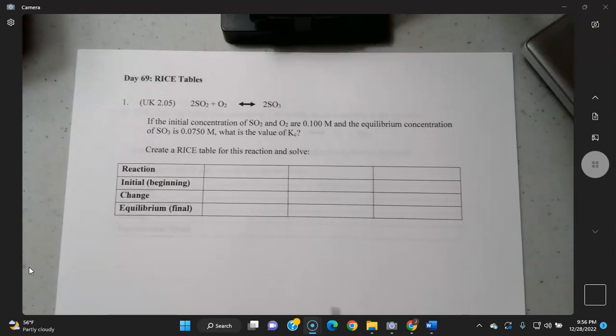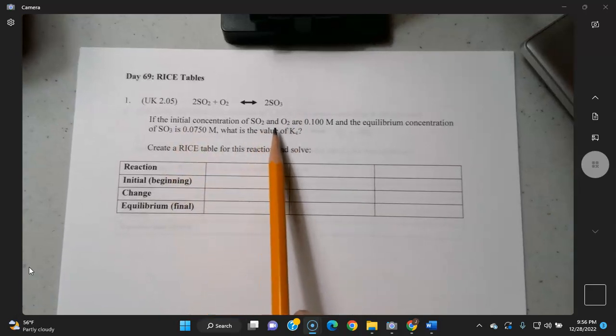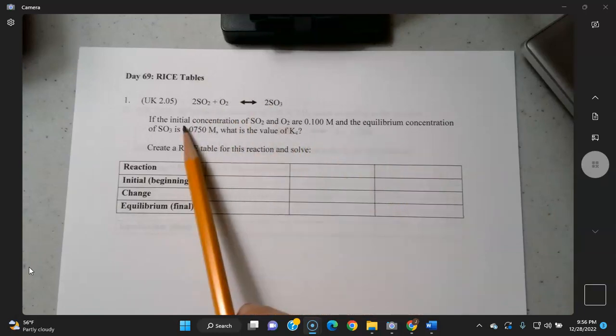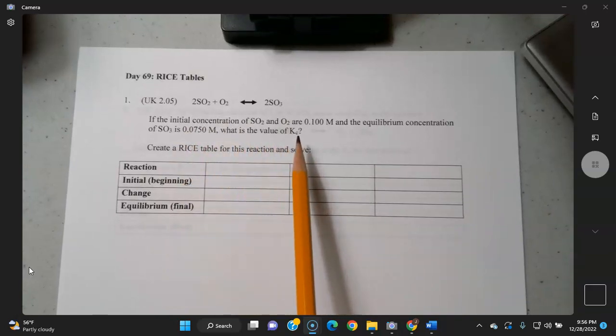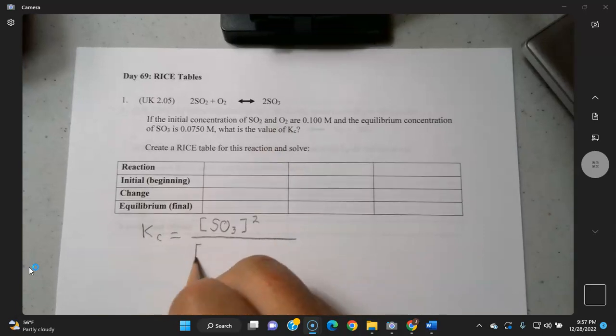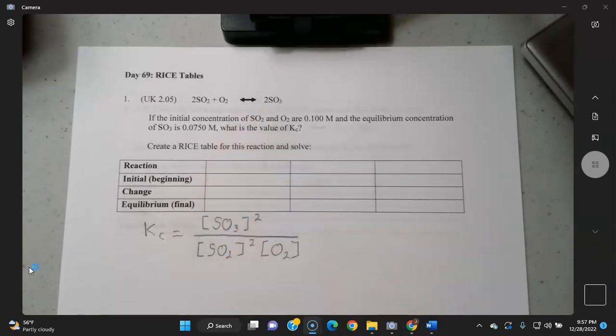Okay, so we're going to get started with our first problem in the assignment. If the concentrations of SO2 and O2 are 0.1 molar, so here's the chemical equation up here, and the equilibrium concentration of SO3 is 0.075 molar, what is the value of Kc? Okay, so let's go ahead and write the law of mass action first. Convince yourself that that's correct based on this. Products on top, reactants on bottom, coefficients become the exponents.